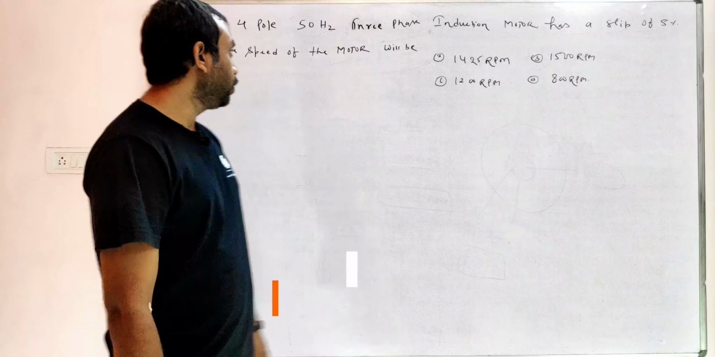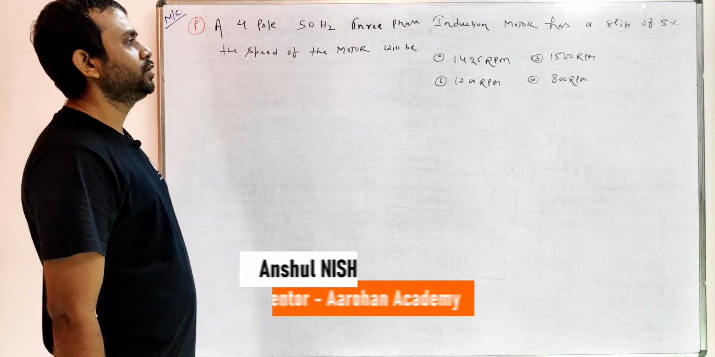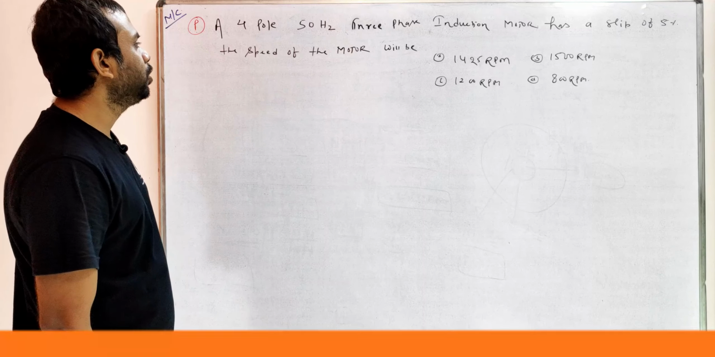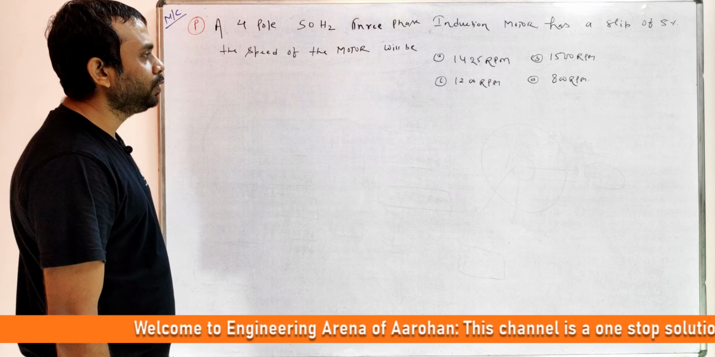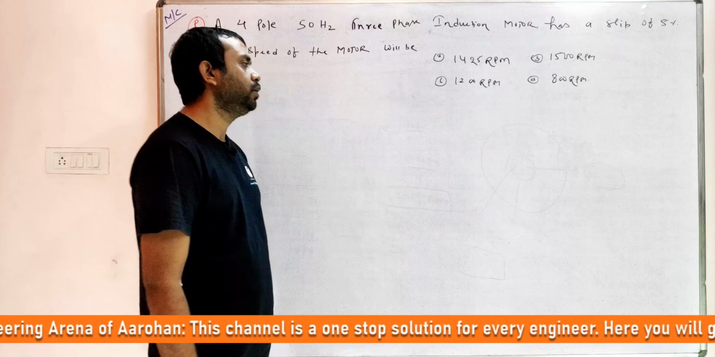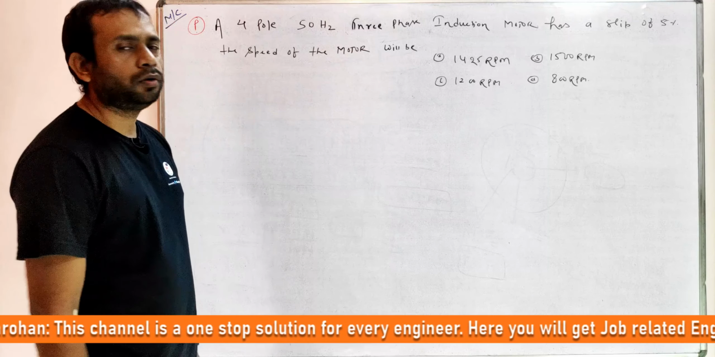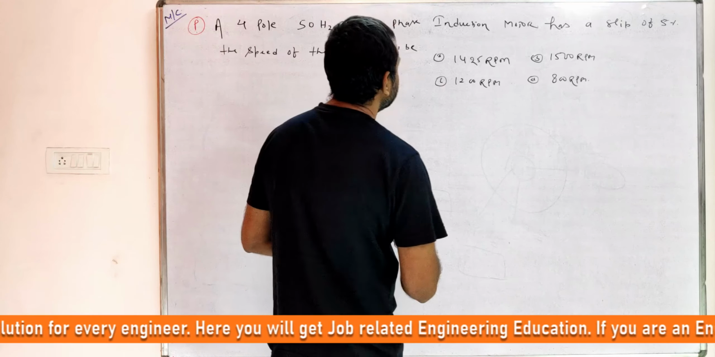Now we look at the next problem. A 4-pole, 50 Hz, 3-phase induction motor has a slip of 5%. The speed of the motor will be: option A, 1425 rpm; option B, 1500 rpm; option C, 1200 rpm; and option D, 800 rpm. This question belongs to the topic of induction motors.